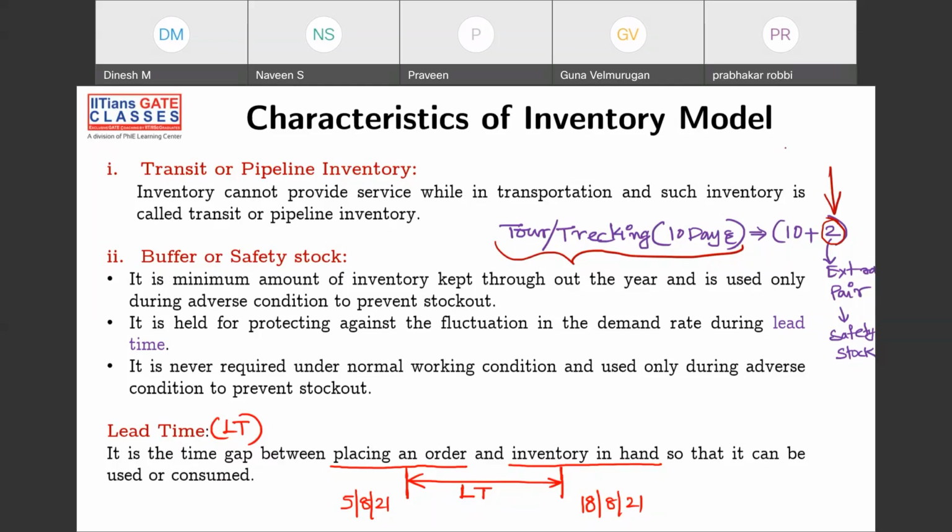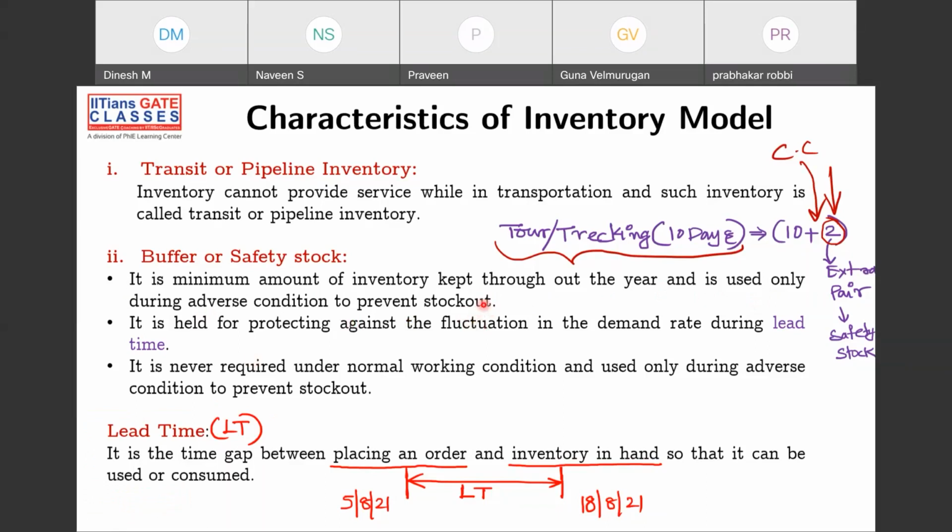So it means that the carrying cost is added to the safety stock, even though you're not using it, but you have to carry it because you don't know what can happen. So that is what safety stock is. You will not use that extra stock or safety stock unless it is required. That is the reason why, if you see the definition here, it is the minimum amount of inventory kept throughout the year and is used only during adverse conditions to prevent stock out.